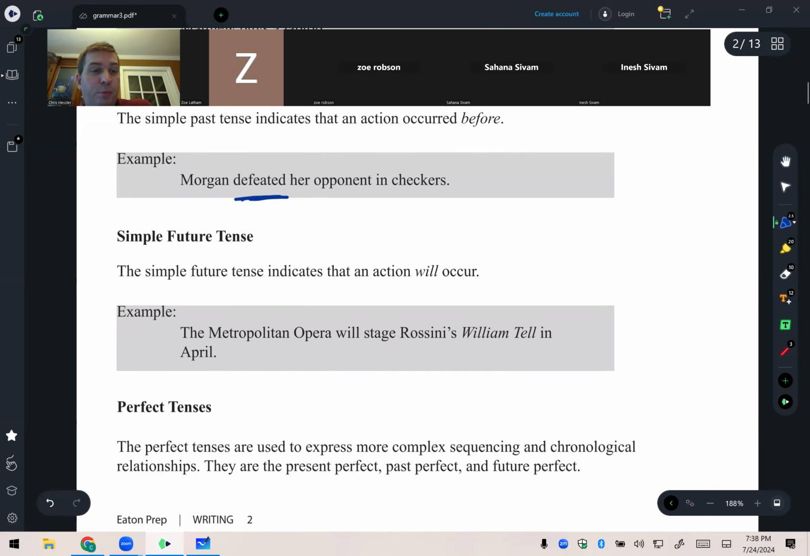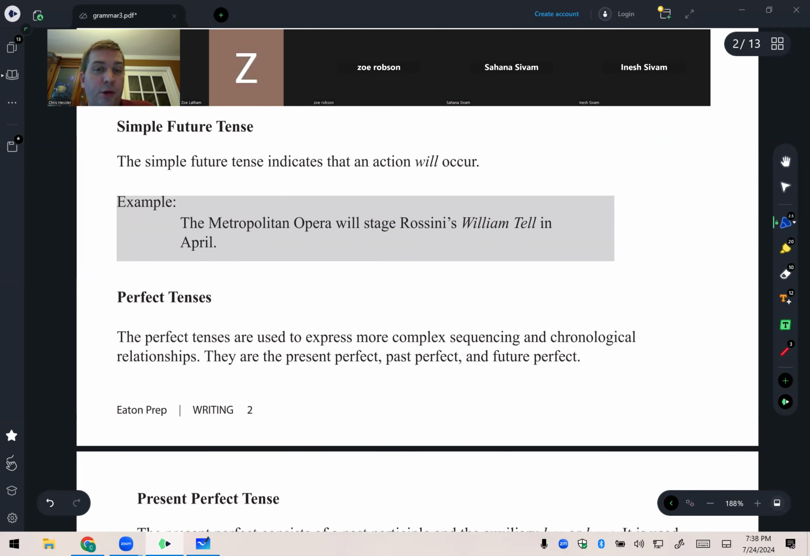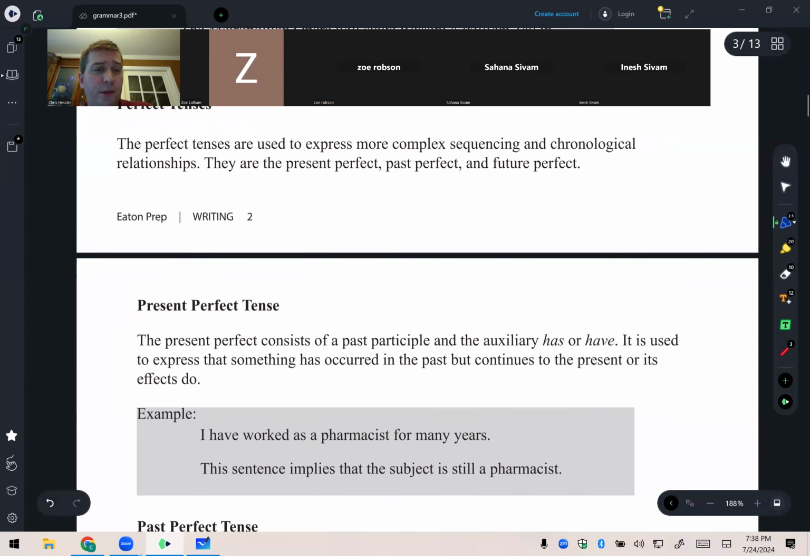And we use perfect tenses when there's more complex chronology. Maybe we have multiple events that have occurred in the past, and we would like to indicate which one happened first. Well, we could use the past perfect. Or maybe multiple events will occur in the future, and I would like to indicate which one will happen first. Then we would use the future perfect. So I'm just going to go over these perfect tenses. Let's start with present perfect.